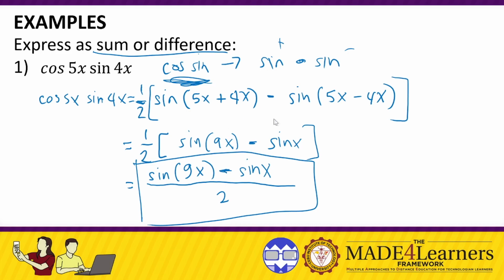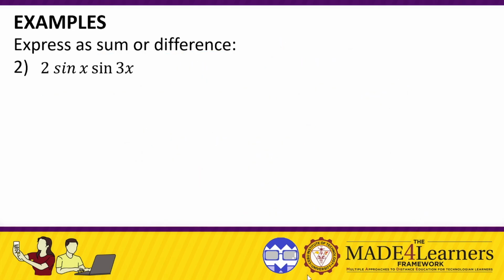Let's have example number 2. We have 2 sine x sine 3x. It's sine sine, so we know that the result is cos cos. Why cos cos? Because we have the same function, sine sine. Remember, for sine it's negative negative positive, and for cos cos it's positive positive negative.